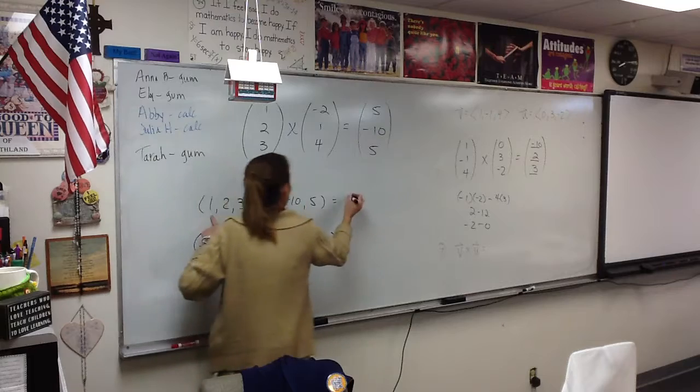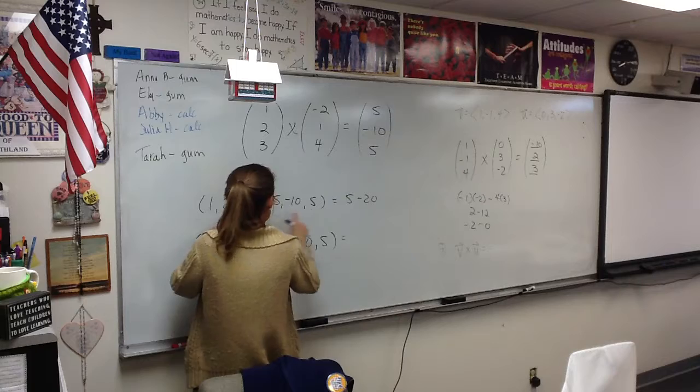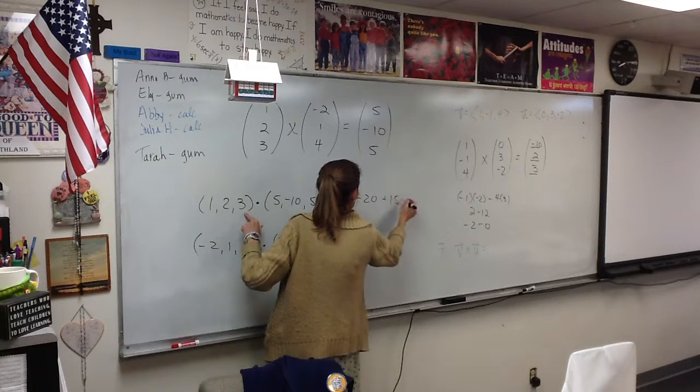Okay, so what do we get? We get 5 minus 20 plus 15. What's that equal?